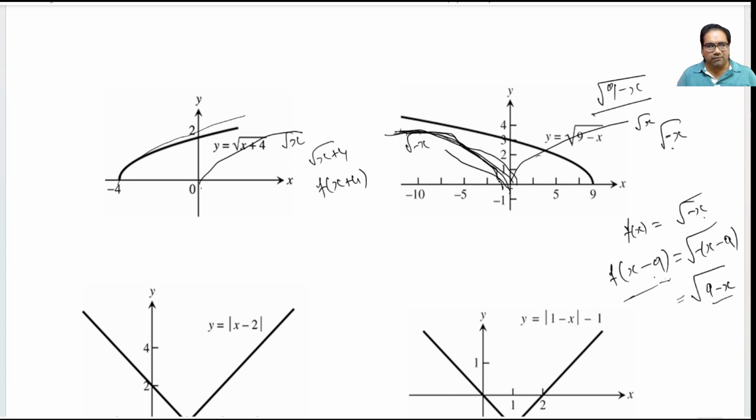Right. So now this graph will be shifted 9 units towards the right side. Then it becomes y equal to root of 9 minus x. Right. So now let us look at this one.